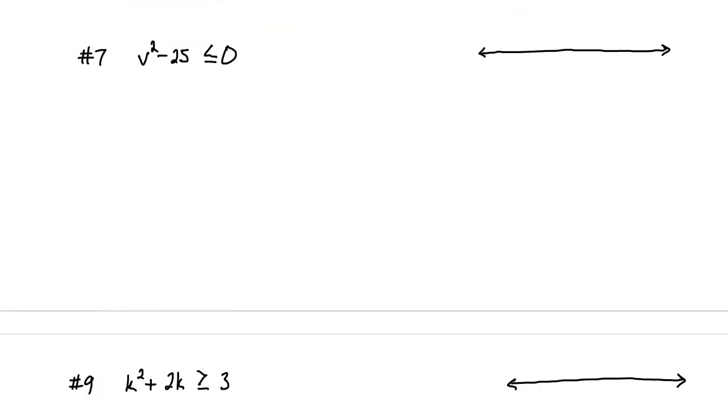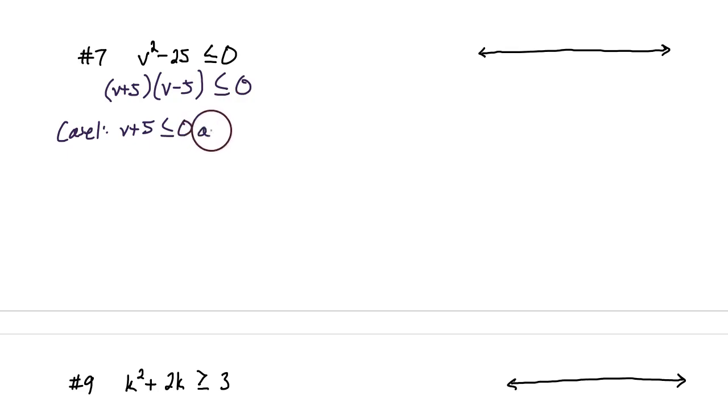Number 7, we already have the 0 on the right. Let's factor the left. This is a difference of squares. It will make v plus 5 times v minus 5. How can you multiply two things together and end up less than or equal to 0, meaning negative? One of them must be positive and the other must be the negative. So case number 1, the v plus 5 could be the one that's less than or equal to 0, and the v minus 5 would be the one that's greater than or equal to 0. Or, now case number 2.